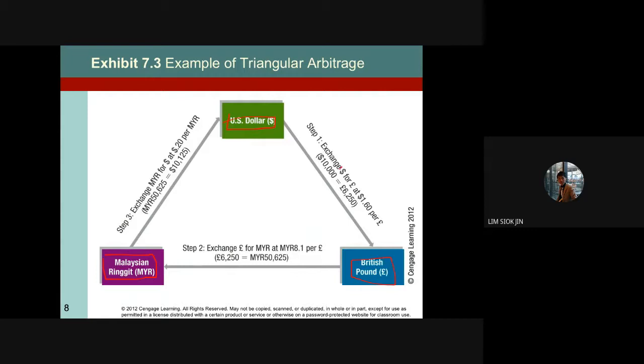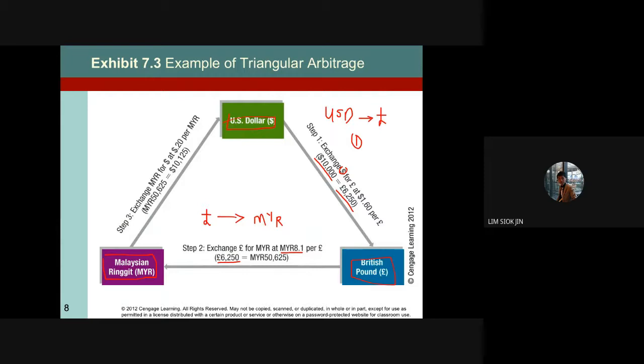So you use US dollar to exchange for pound at $1.60 per pound. So you will need 10,000 USD in order to get 6,250 pounds. All right. So at first you take USD, convert to pound. First step. And then once you have pound, you use pound, convert to Malaysian ringgit. All right. And this is because the conversion rate is 1 pound for 8 ringgit and 10 cents.